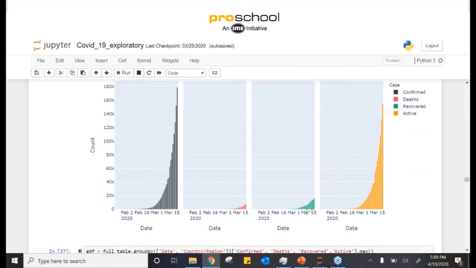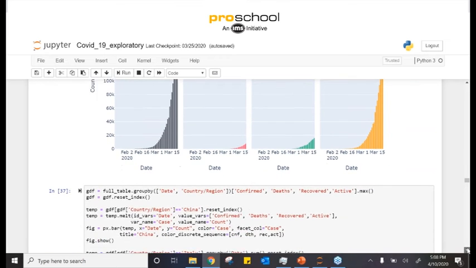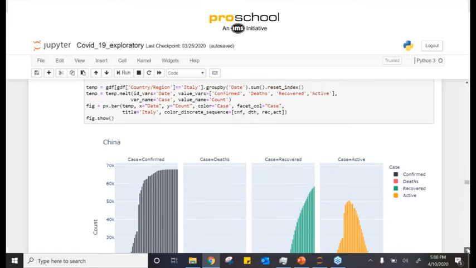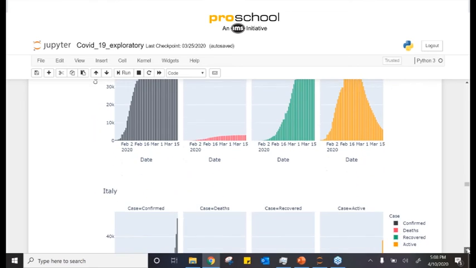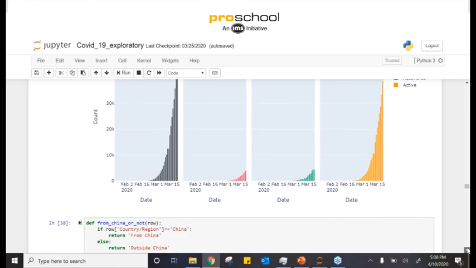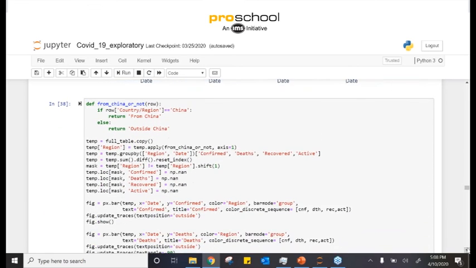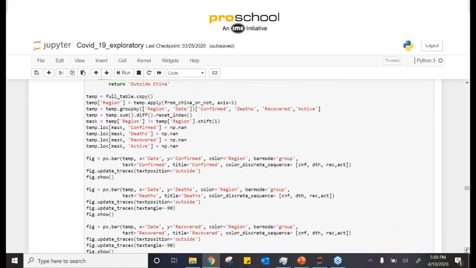And if we talk about the rest of the world, since the confirmed cases are rising exponentially, the death rate and the recovery rate barely show up in the picture. So the active cases are solely guided by the confirmed cases. It gives you a lot of idea about it.